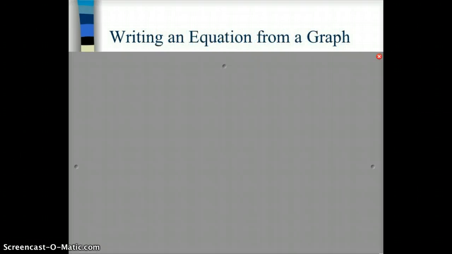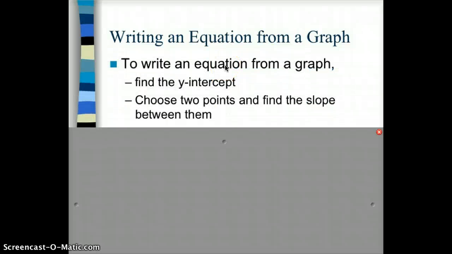All right, often we're going to want to write an equation from a graph. So we're looking at a graph and you'll try to figure out what is the equation from this graph. So here's some tips. If you're trying to write an equation from the graph, since we know we can write it in y = mx + b slope-intercept form, we really want to figure out what's the slope and what's the y-intercept. So first, find the y-intercept.